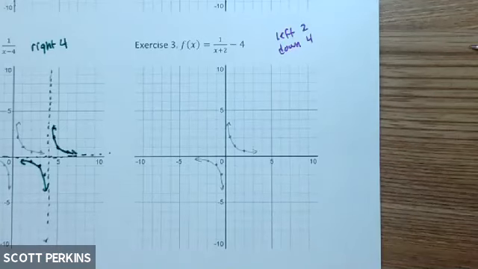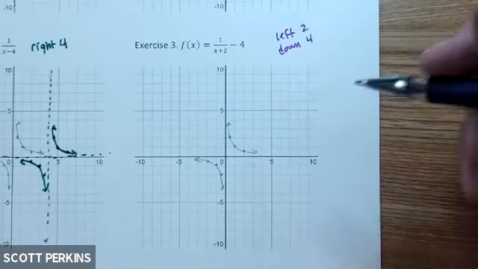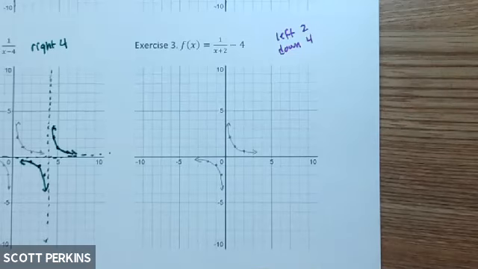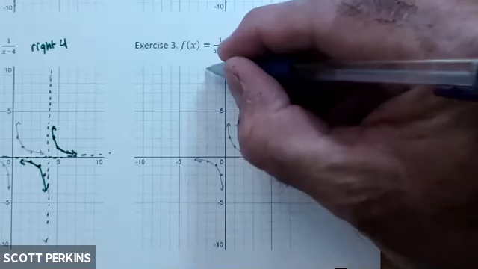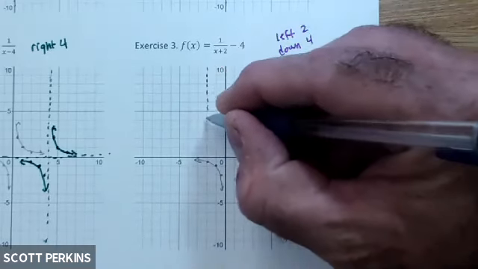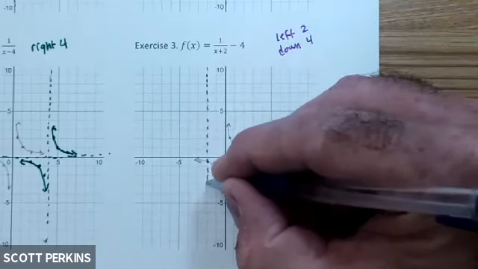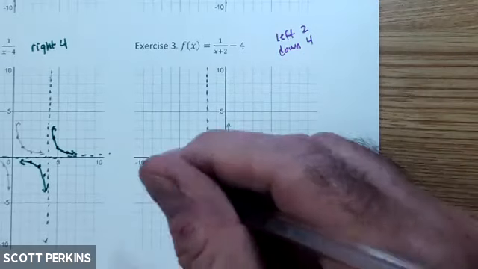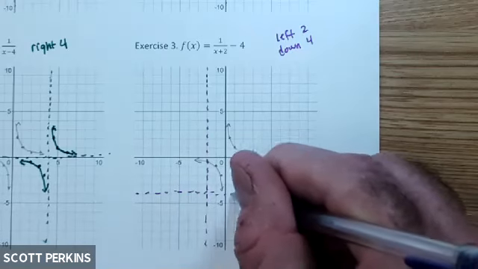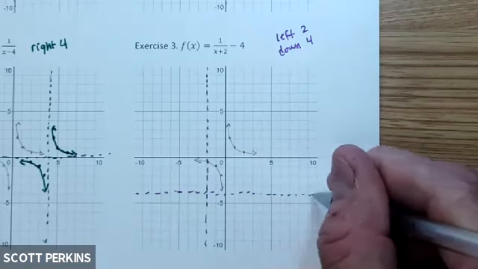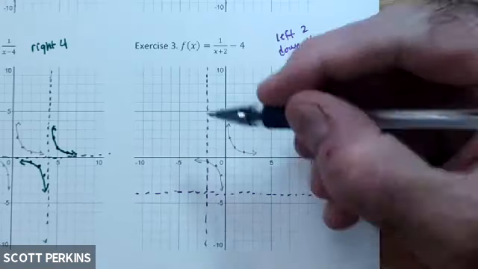So I'm going to move the whole thing left 2 and down 4. First thing is I'm going to see the impact on the asymptotes. So I'm going to move that vertical asymptote left 2. It's going to go right here, left 2. Then I'm going to move the horizontal asymptote down 4, so right here. It almost looks like a whole new X and Y axis down there.